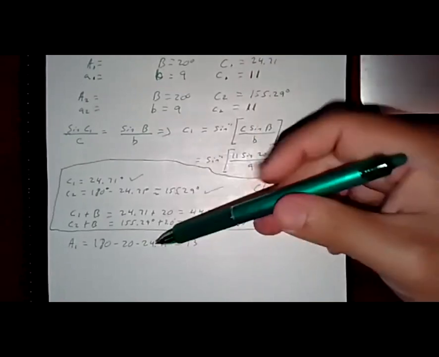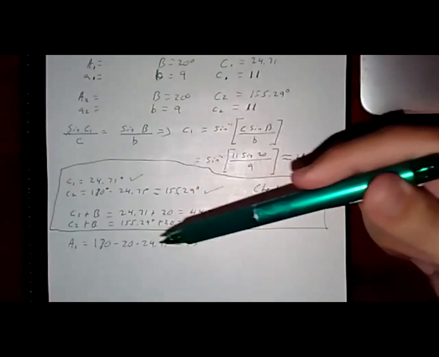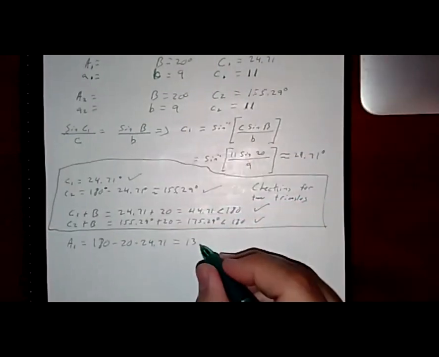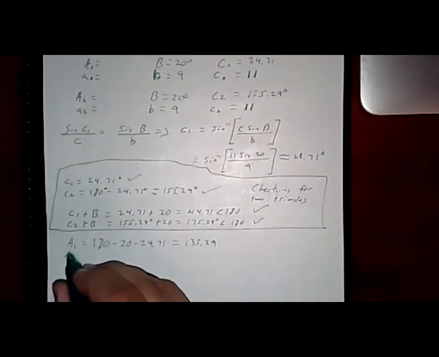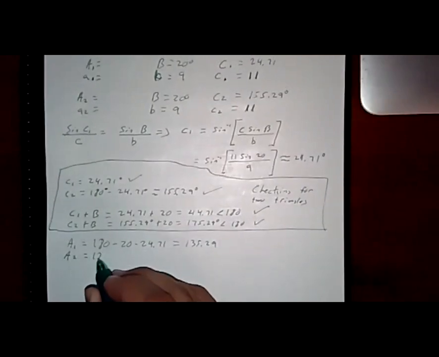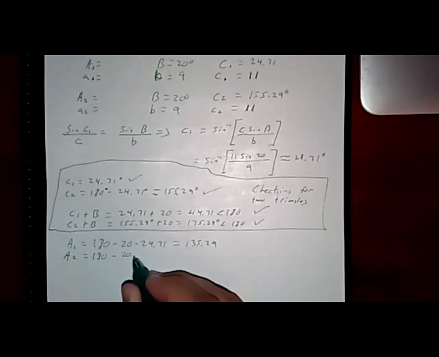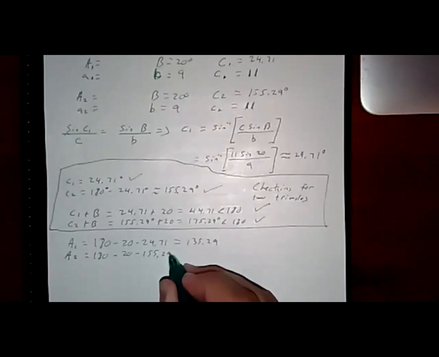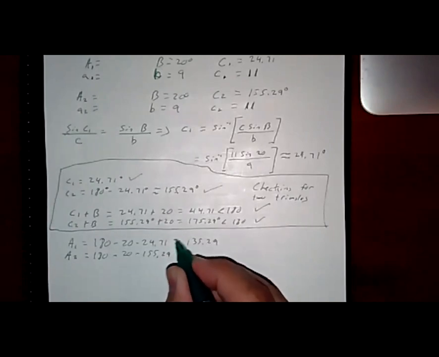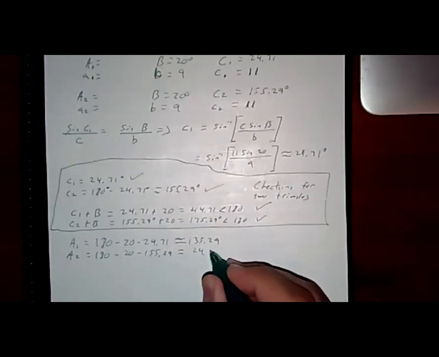So A1 is still good, right? Yeah. Okay, so there's A1. Now find A2. That'll be 180 minus 20 minus the C2, which is 155, we say. So that is approximately 135.29, 24.71.